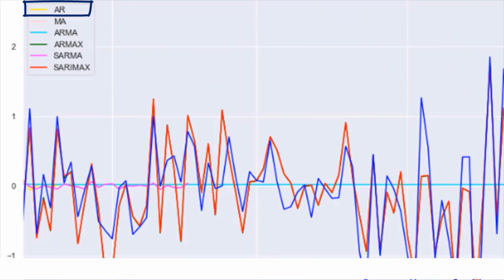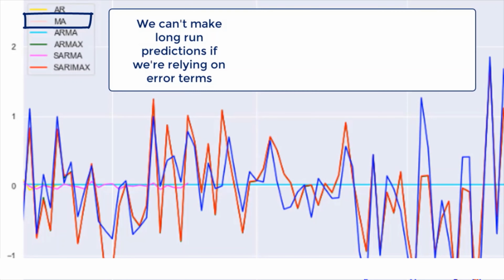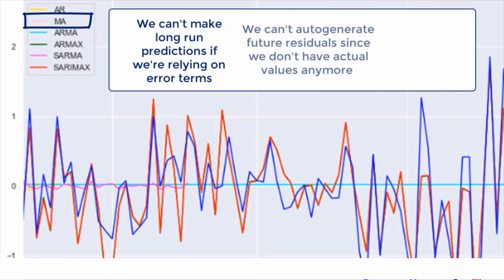Another type of model that experienced issues was the MA. The big issue here stems from the fact that we can't make long-run predictions if we're relying on error terms. That's due to the fact that we can't auto-generate future residuals since we don't have actual values anymore. Just in case you need a hint, the residual equals the true value minus the estimate. This is why any model which relies on error terms is not suitable for forecasting many periods ahead.